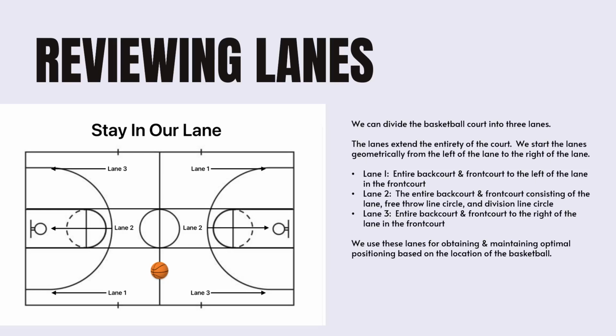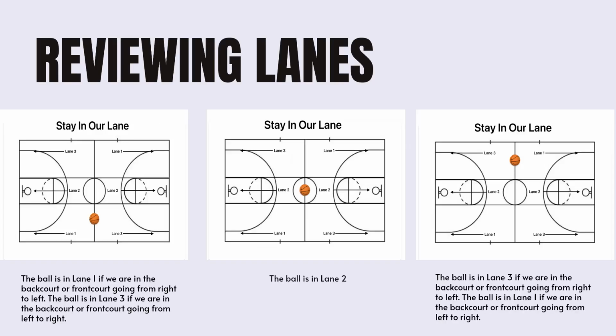As you may recall, we use these lanes for obtaining and maintaining optimal positioning based on the location of the basketball. The ball is in lane 1 if we are in the back court or front court going from right to left. The ball is in lane 3 if we are in the back court or front court going from left to right. In the middle, if the ball is located anywhere in this area, the ball is in lane 2.